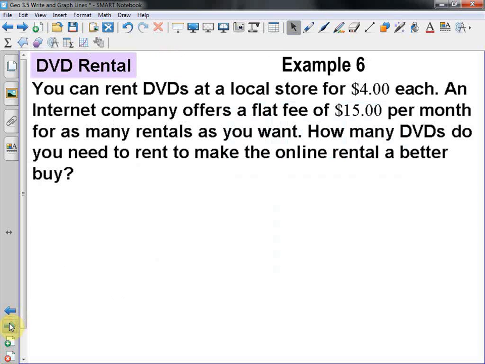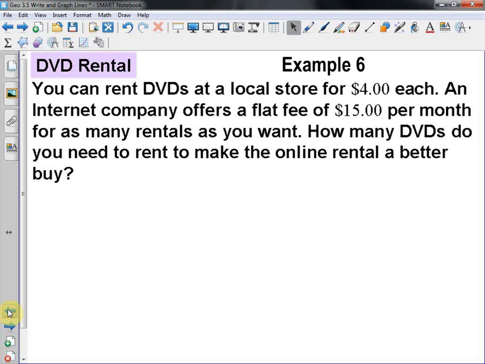Okay. All right, so this is our last example. We have like 5 minutes left in class. We should be able to get through this last example. You'll probably get it right on the homework assignment, but we'll have time tomorrow to work on this. So at a DVD store, you can rent DVDs for $4 each. An internet company offers a flat fee of $15 per month. What's that like? Yeah, Netflix, $15 per month for as many rentals as you want. How many DVDs do you need to rent to make the online rental a better buy?